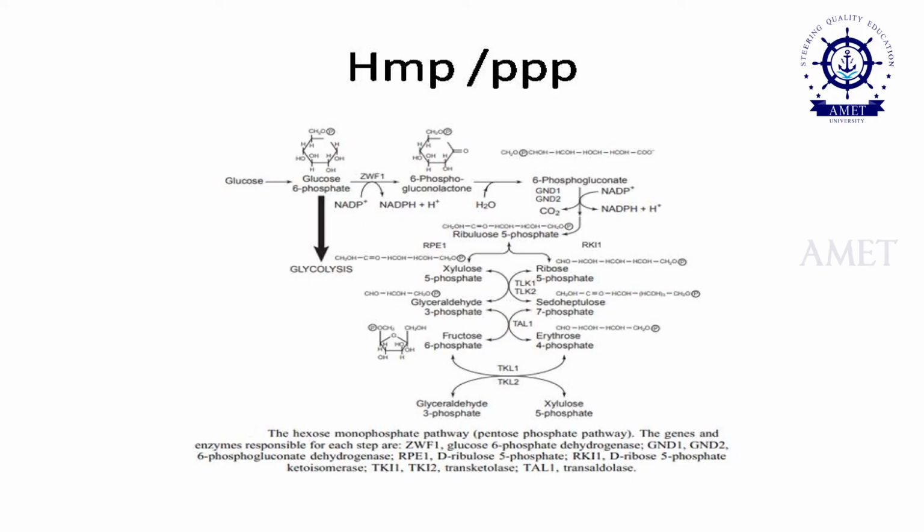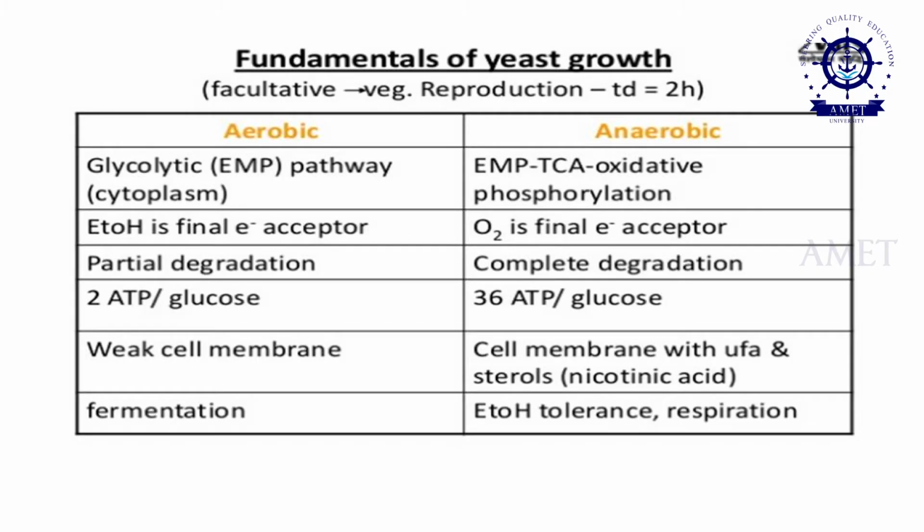What is HMP? HMP is the hexose monophosphate shunt pathway, or the pentose phosphate pathway. It is otherwise called the Warburg-Dickens cycle. As I said, in glycolysis glucose gets converted through various stages, and here glyceraldehyde 3 phosphate and xylulose 5 phosphate are released. This pathway is also responsible for alcoholic fermentation. These are the fundamental things for the development and growth of the yeast cell.